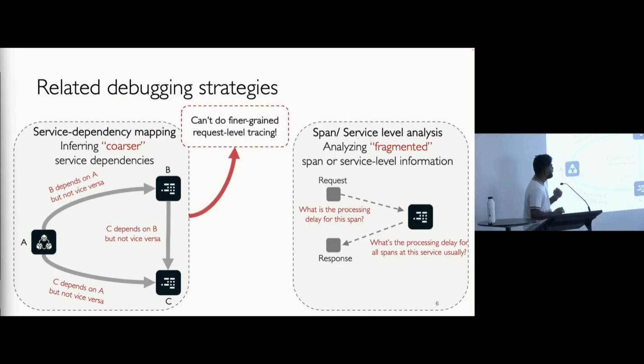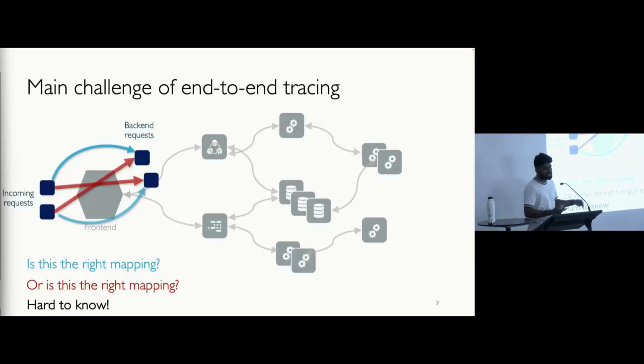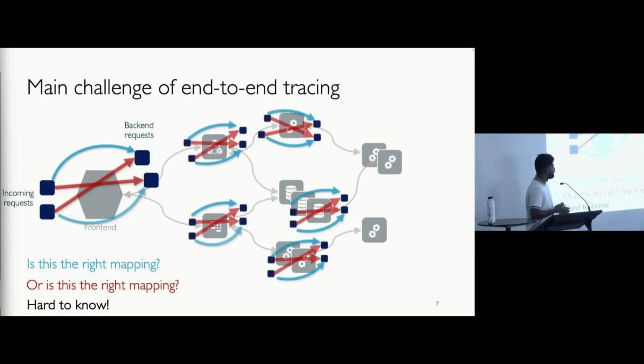The problem with the first approach is that it cannot do finer-grained request-level tracing, and the problem with the second is that it cannot do end-to-end analysis. So hopefully everybody agrees that end-to-end traces are a good thing to have. So what is the main challenge? Imagine you have 2 requests arriving at the front end, and let's say the front end issues 2 back-end requests as a consequence. The challenge is in mapping these requests. Is this the right mapping, or is this the right mapping? It's hard to know this mapping without knowing the intricacies of a given application. And this problem is exacerbated in every single service the request interacts with.